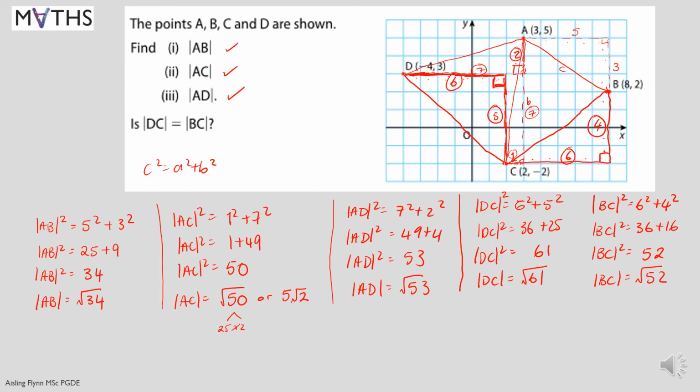So we have to answer the question that is asked. Is DC equal to BC? Now we can say no. That's the answer. So yes, no answer. Or we can write DC is not equal to BC. And why? Well, quite clearly, the square root of 61 is not equal to the square root of 52.